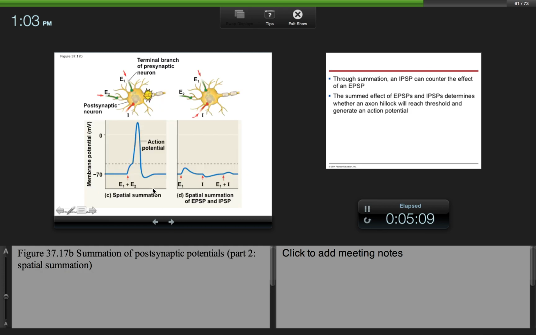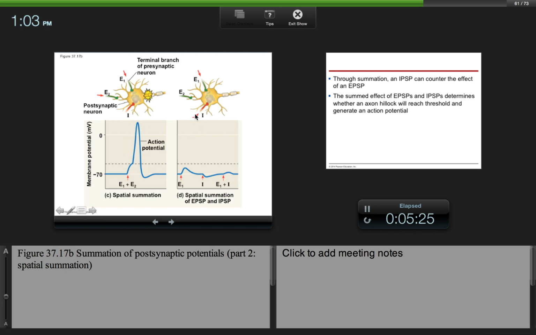Okay, so here we have two EPSPs that are acting on one neuron. This is spatial summation. They're acting on the same neuron. They have an additive effect, so an action potential gets generated.